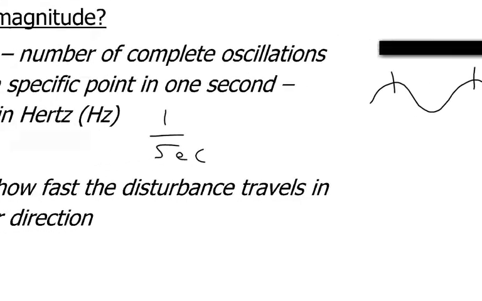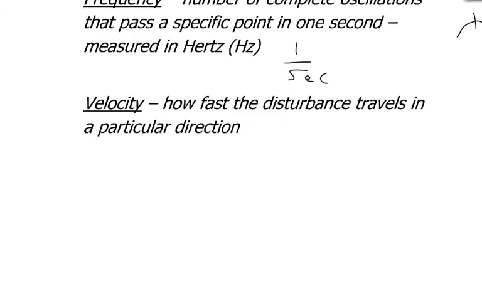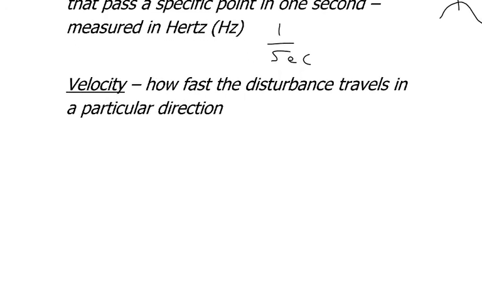Okay, so what else do we have? We have velocity, and you guys already know what velocity is. We've talked about that a ton at this point, but basically velocity is just a measure of how fast the disturbance or oscillation or wave or whatever is traveling in a particular direction. So basically it's just a numerical value, usually measured in meters per second. That's the standard units, just like for everything else. Okay? Cool.